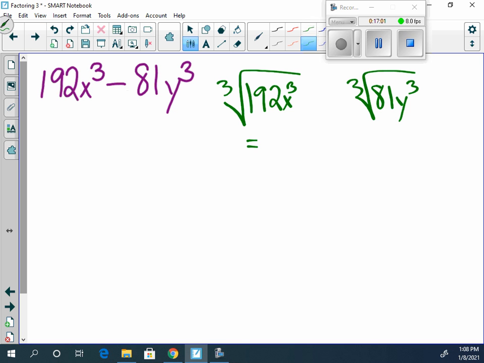We can try taking the cubed root of 192 and have a feeling it doesn't work, because I know the cubed root of 81 does not work. So 192 and 81 don't work. X to the third and y to the third do, so we're good there. So we need to see, is there a greatest common factor between 81 and 192? Is there a number that will go into both of those?